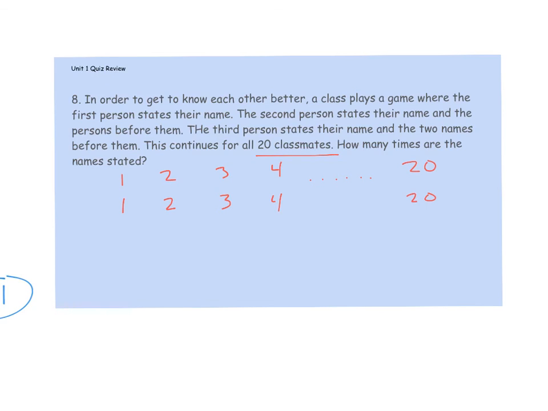How many times are the names stated? So we want to add up all the names that were stated. So if I say 1, Johnny says 2, so on and so forth, we're adding up all these names. So we're going to use that sum formula: n over 2 times a sub 1 plus a sub n. Well, how many people are saying names? There's 20 altogether, so n is 20. That's the total number of times we're doing this. But each person says so many names. The first person says 1 name. The last person, a sub n, would say 20 names.